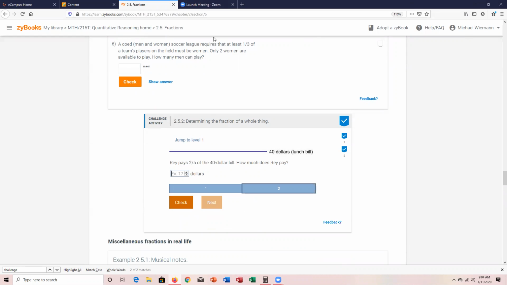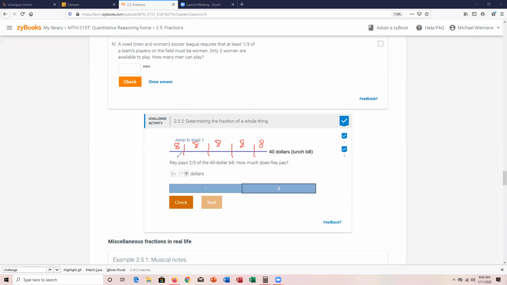2/5 of a $40 bill. So we need to break this line into five parts. So there's 1, 2, 3, 4, and 5. 5 goes into 40 a total of 8 times. So you've got 8, 8, 8, 8, and 8.